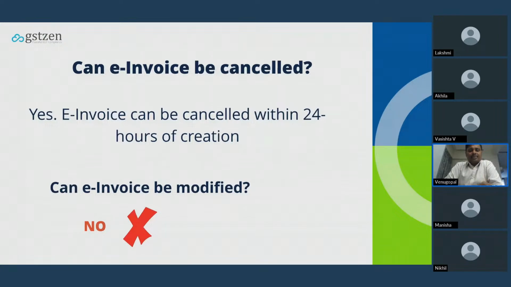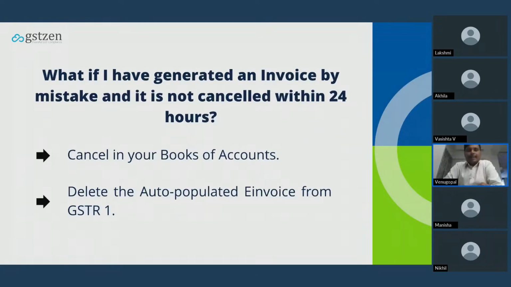What if I have generated it and the recipient has already taken it? You cannot cancel from the portal, but what happened to your e-invoice? Your e-invoice has traveled to GSTR1. You go to GSTR1, delete the auto-populated e-invoice from the GSTR1. You can cancel it in your books also. Will this not be a discrepancy? Of course, it is a discrepancy. You can explain. And that is why you have table 13 of GSTR1 where you can see these are cancelled invoices. Mistakes happen. There's not an issue, right?